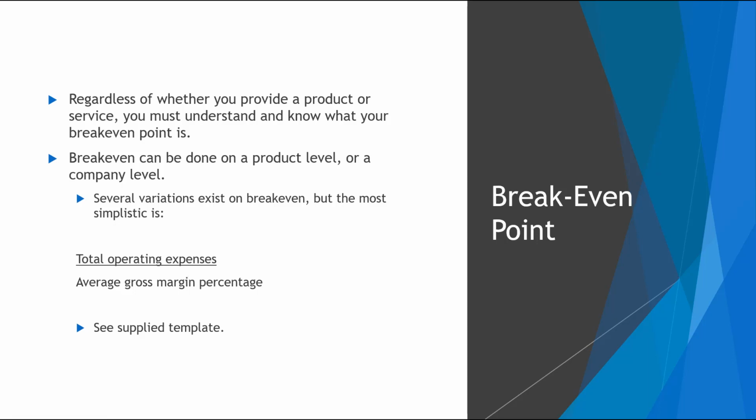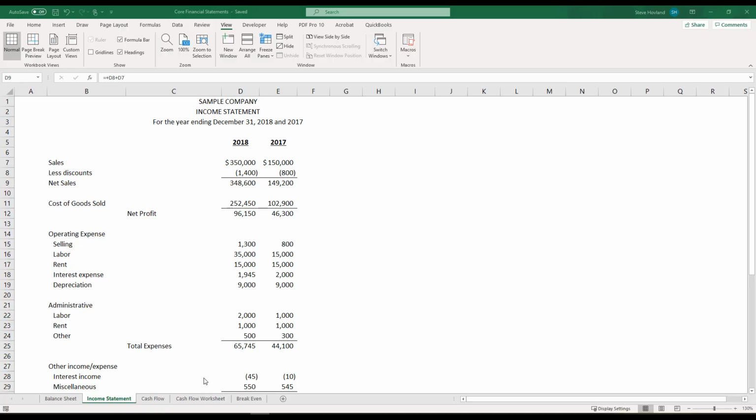So let's go ahead and go into the template. So here we are at the core financial statements. This is the template that we went over in Module 2. And from here, I'm going to use these actual financials that we've gone over previously and show you how the break-even analysis works with these numbers, so you can see how it flows through.